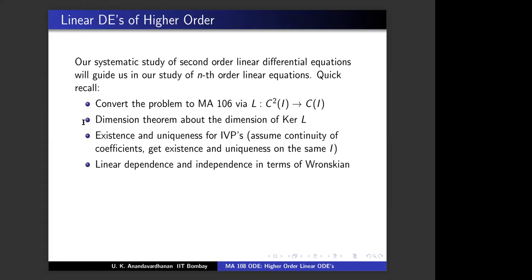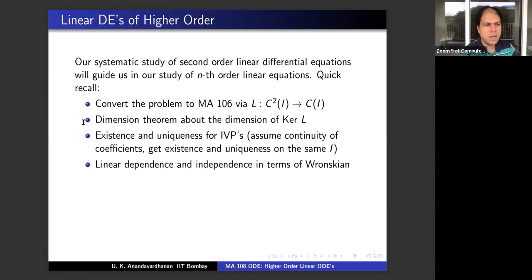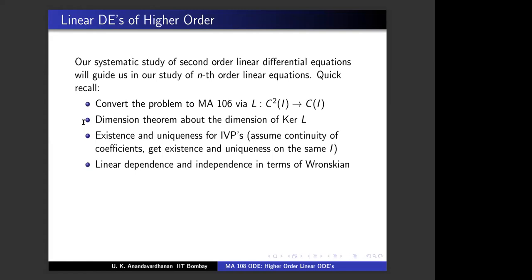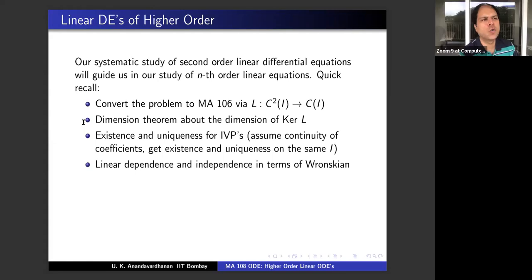And how did we do dependence and independence? We had a one-way result that if two functions are dependent, then the Wronskian is always zero. That had nothing to do with differential equations. That is still true. The same proof works.